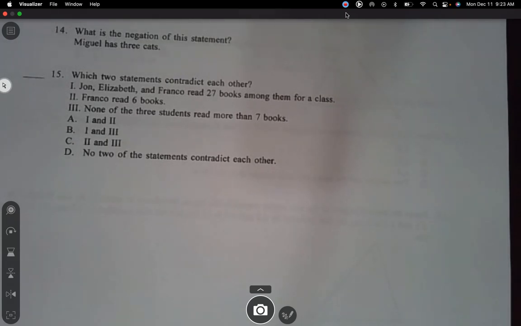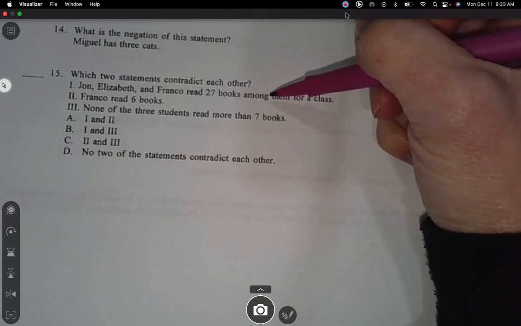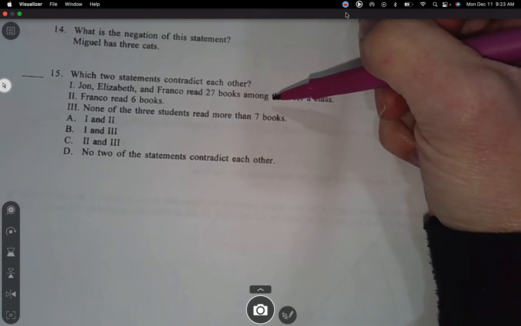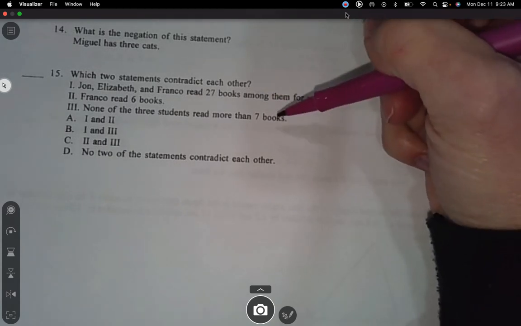So some of these can't happen at the same time. The first statement says John, Elizabeth, and Franco, they read 27 books, all together. Franco read 6 books. Well, that could happen, right? They could all read 27 and Franco could read 6. But look at number 3. None of the 3 students read more than 7. That's a lie. If they all had to read 27, what's 27 divided by 3? 9. So they all had to read at least 9.